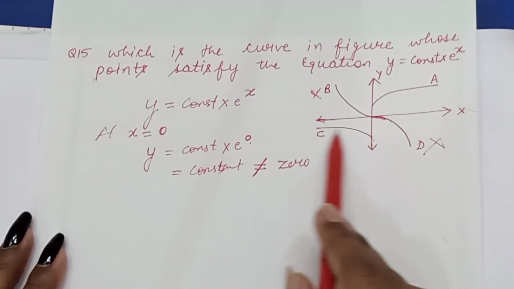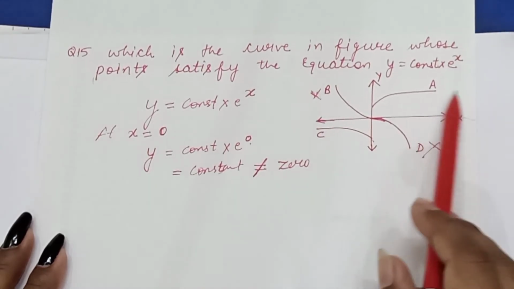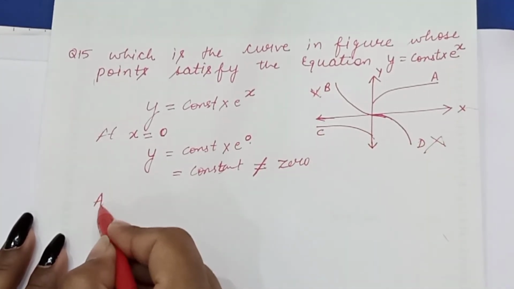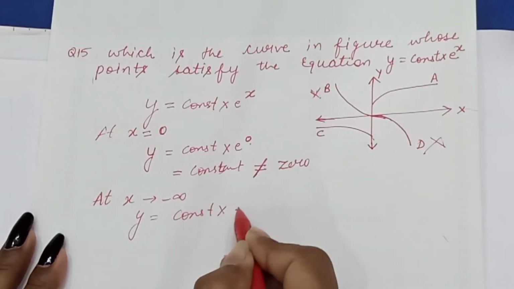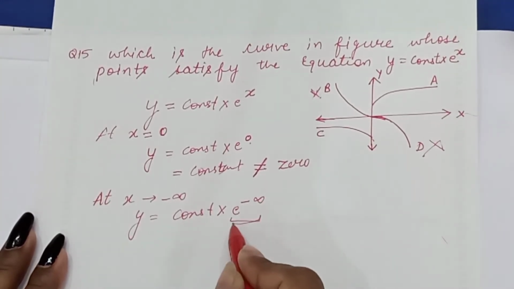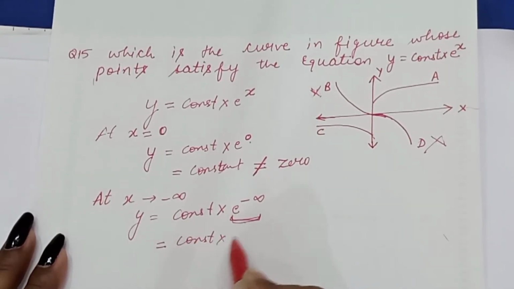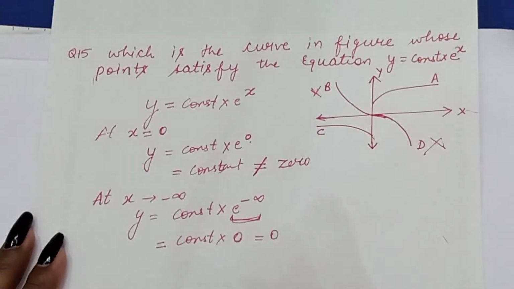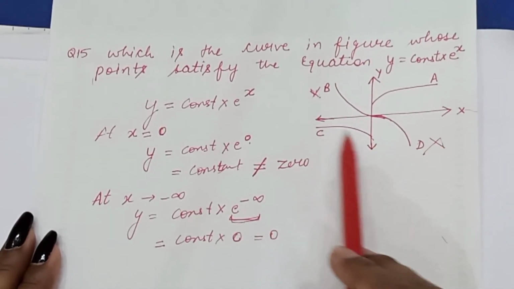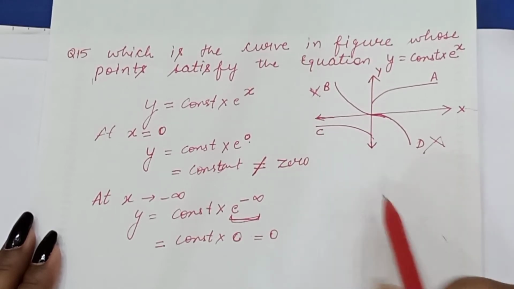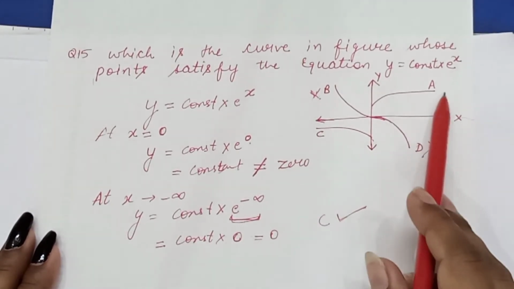We can check the curves A and C by calculating the value as x approaches minus infinity and x approaches plus infinity. Let us check first of all at x approaches minus infinity. y equals constant multiply e to the power minus infinity. As we know that e to the power minus infinity is 0, so y approaches 0 at this point, and the C curve also approaches 0 as x approaches minus infinity. So C is the correct answer, but we will also check at x equals plus infinity.